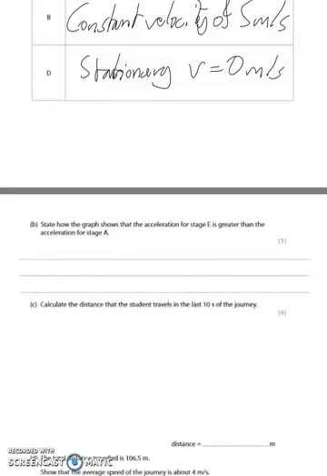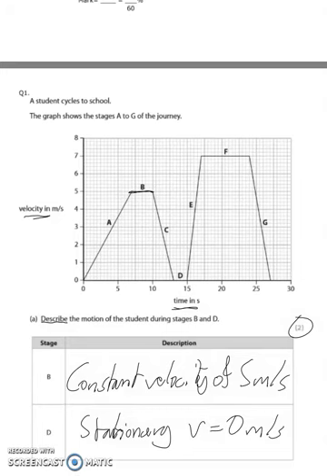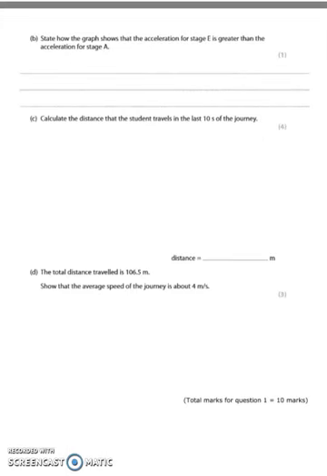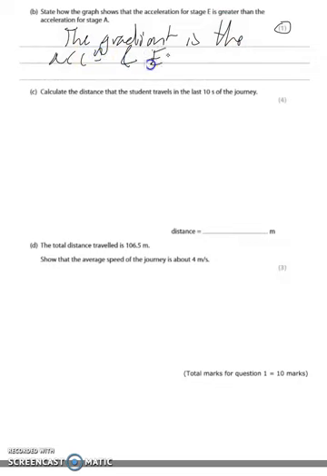Okay, so B, it says, state how the graph shows that the acceleration for stage E is greater than the acceleration for stage A. So we'll go back and have a look. So why is section E the acceleration greater than section A? It's just a state question, just 1 mark. So we're just going to say the gradient is the acceleration. This is my shorthand for acceleration. And E shows a greater gradient.